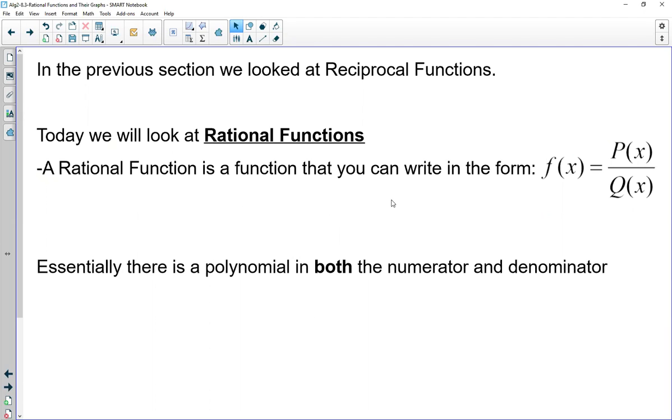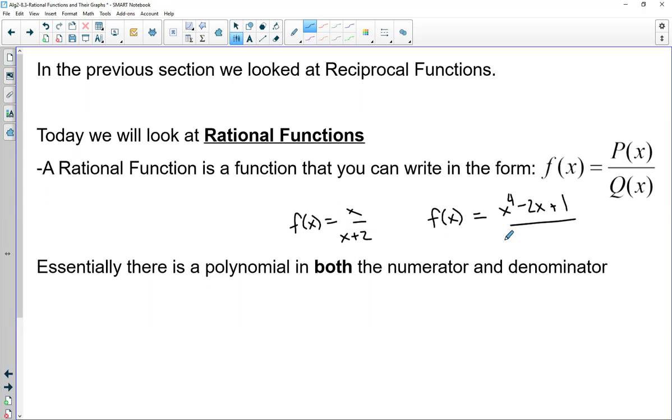A rational function is a function you can write in the form f of x is equal to p of x over q of x. Essentially it just means that there's a polynomial in both the numerator and denominator. We can think of these as being x over x plus 2. It can be x to the fourth minus 2x plus 1 all over x cubed minus 2. It's whatever you want it to be as long as there is a function on top and a function on the bottom, and they are being divided.